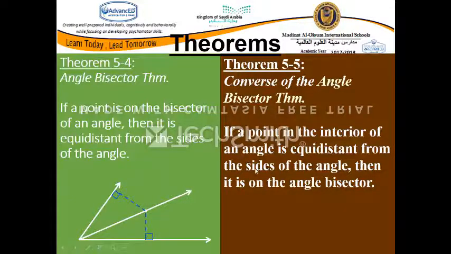The converse of the theorem: if we have a point lying on a ray like this one, and we don't know if this ray is an angle bisector or not, and the point is equidistant from the sides of this angle and perpendicular like that, then this point lies on the angle bisector.